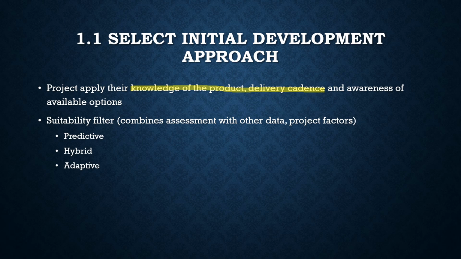The first step of this tailoring process is to select the initial development approach. The project team applies their knowledge of the product, delivery cadence, and awareness of available options for selecting the initial development approach. They can use a suitability filter, combining the assessment. Generally, a team can start with an assessment of the project with their available data. Based on the assessment and combining other factors, the team can select the development approach, either predictive, adaptive, or hybrid models. It depends on the nature of the project you are in.